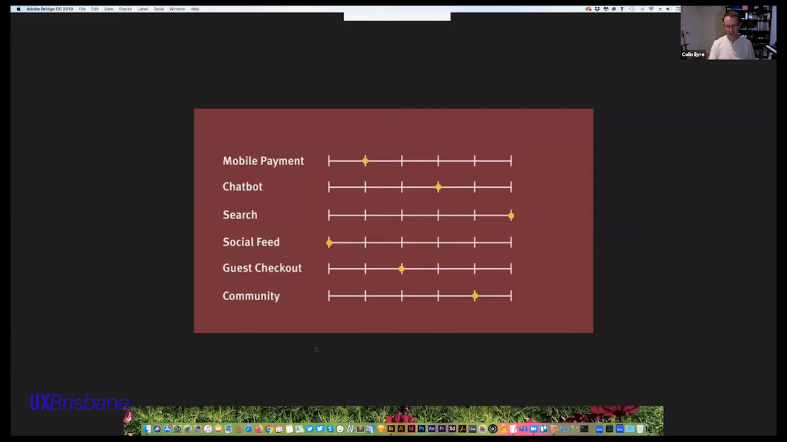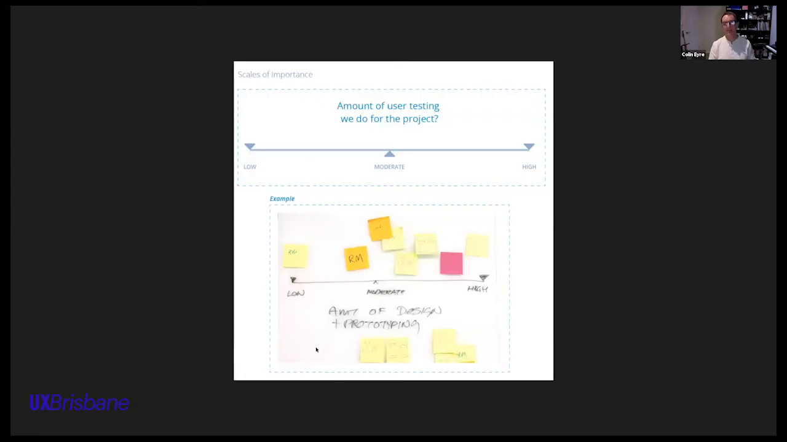So this is an actual one-off project, on the amount of user testing we need to do. One of the design principles for this project was to build a self-managed experience for the client. So on the scale of importance, we asked the team, how important is it that we do a lot of user testing for the project? And we see we have people grouped around the middle, around a high amount of user testing, a moderate amount, and people also a low amount.